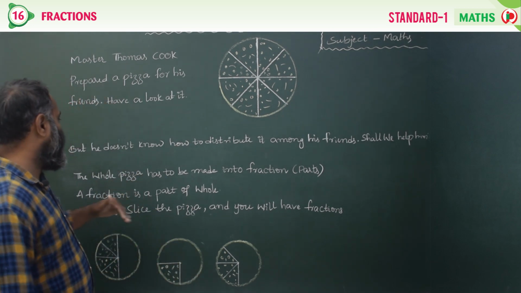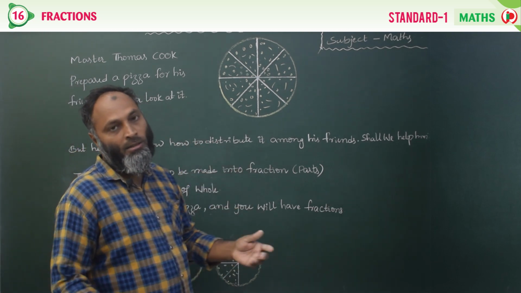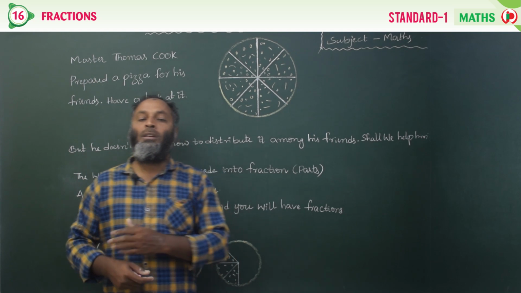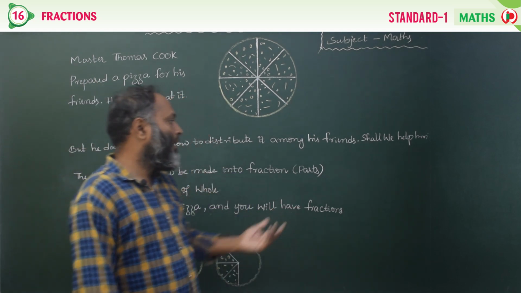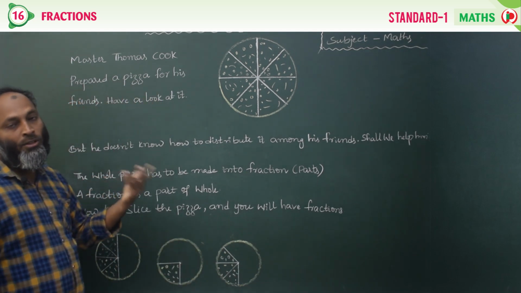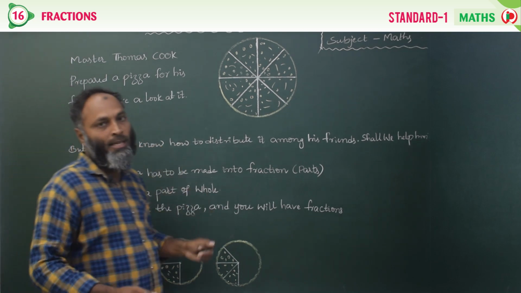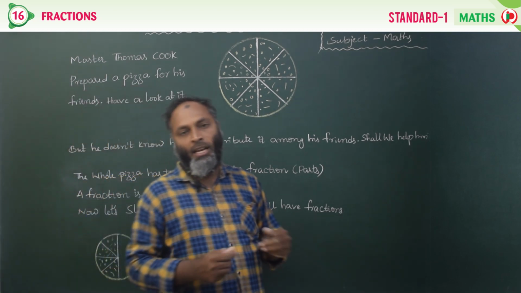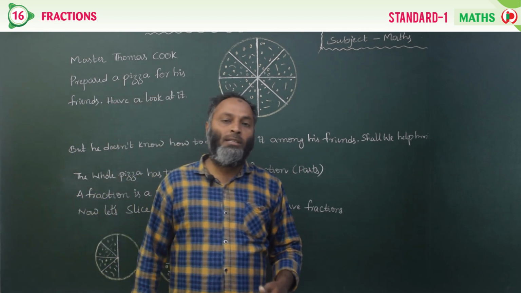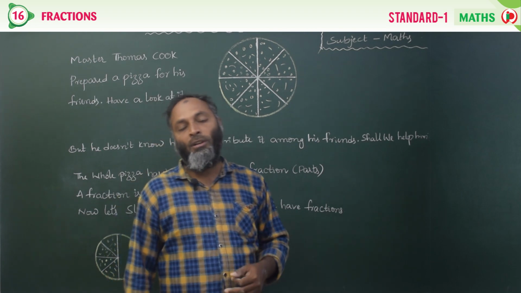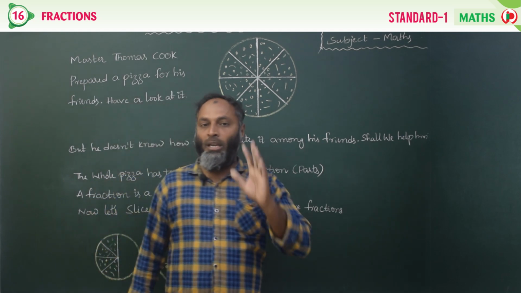But he does not know how to distribute the pizza equally among his friends. Shall we help him? How should we help him? If one pizza is there, how to distribute it equally among his friends? It is a difficult task. First, what should we do? We should first make equal parts in one pizza.